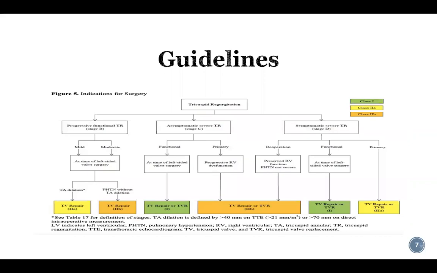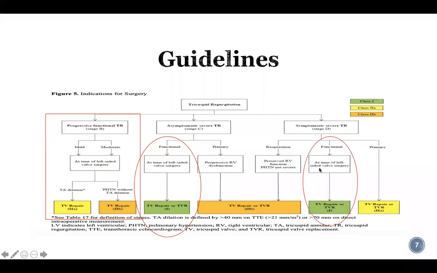Regarding the current guideline for left-sided surgery, if TR is mild or moderate, from the American Heart Association, at the time of left-sided valve surgery, if you have a dilated annulus, it is class 2A to repair. Pulmonary hypertension without dilatation, which is a risk factor, is 2B to repair. For severe, asymptomatic functional TR, it is class 1, at the same time as left-sided surgery, you will repair it.